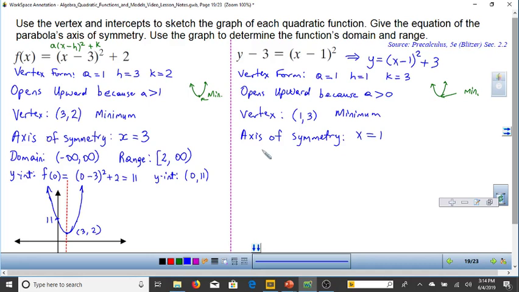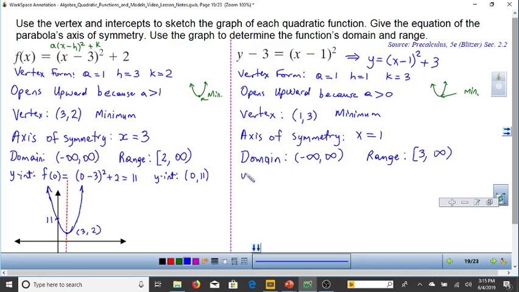The domain of a parabola, of a quadratic function, is all real numbers because there's no domain restriction. And the range, since this graph has a minimum point, the minimum value of the graph is at 1. Not at 1, sorry. The minimum value is 3, and it rises to infinity.